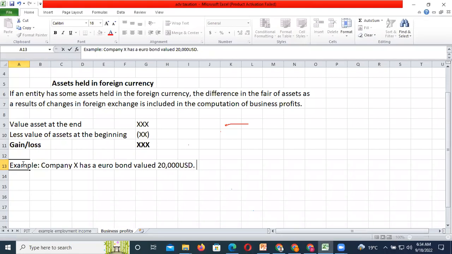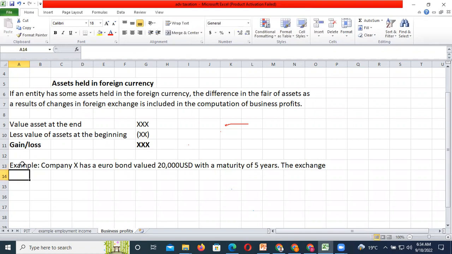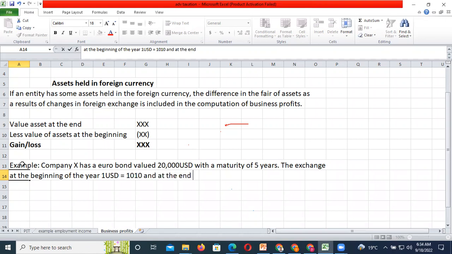So you need to make an assessment. Let's say we have a bond valued at this, with a maturity of 5 years. Let's say the exchange rate at the beginning of the year is 1 USD equal to 1,010, and at the end of the year, 1 USD equal to 1030. So this is what you need to look at.